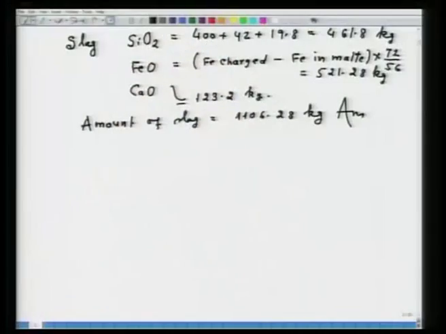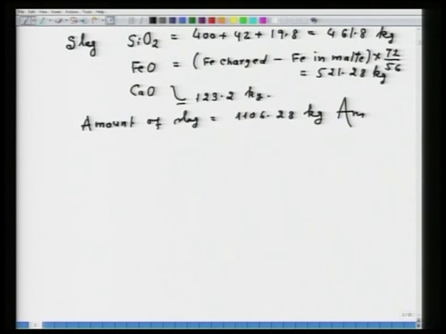Now, all that is required here is to proceed as per what is given in the problem, exactly which amount is going where, and then you have to be careful while converting. If you are considering the amount of FeO, and if you are making an iron balance, then do not forget to convert to FeO. So, these are certain things that one should keep in mind while solving the problem.